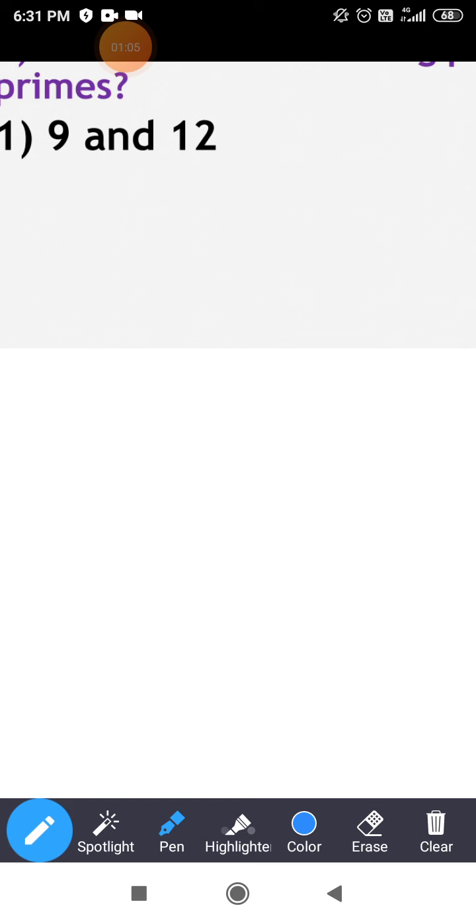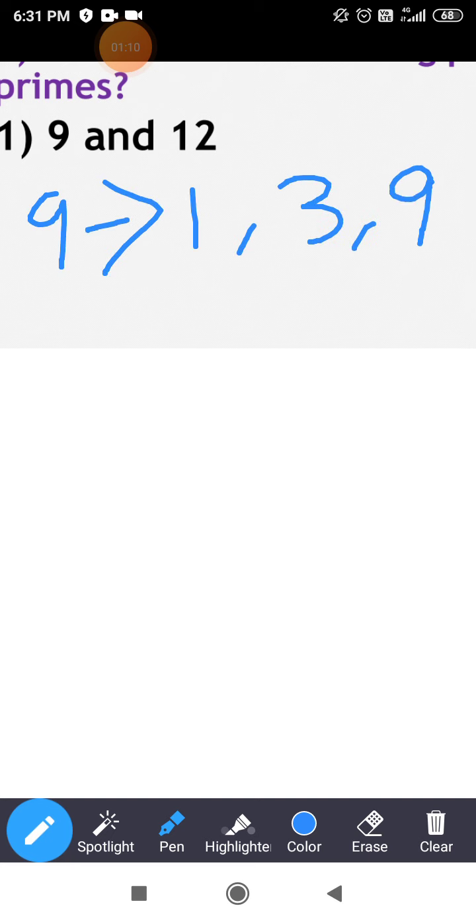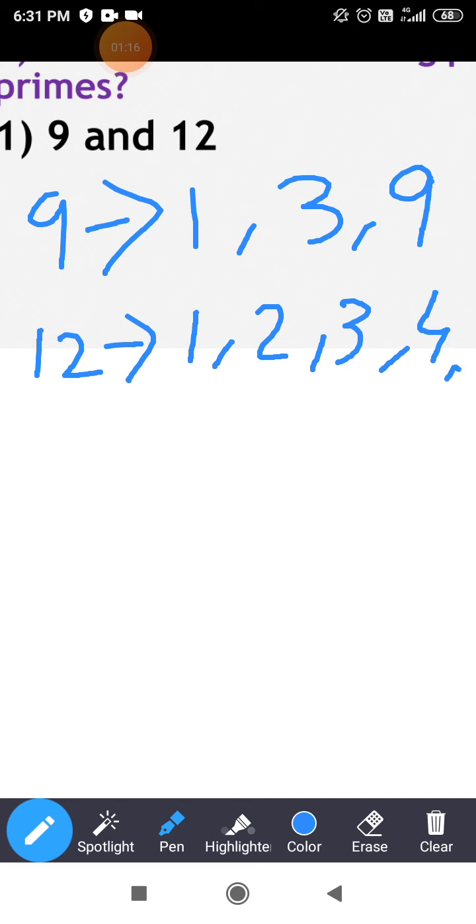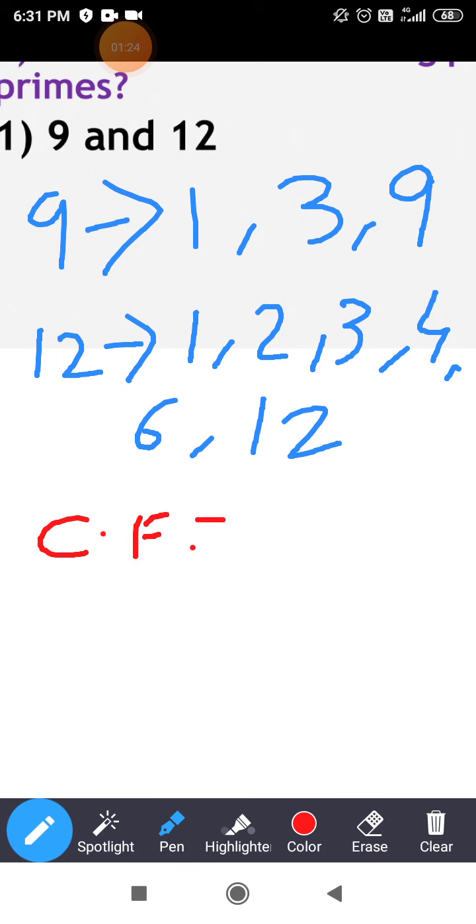Okay, so let's start. The factors of 9 will be 1, 3 and 9, and the factors of 12 will be 1, 2, 3, 4, 6 and 12. Now we'll find the common factors. So 1, 3. We have common factors 1 and 3. Now see students, 9 and 12 have two common factors, 1 and 3.